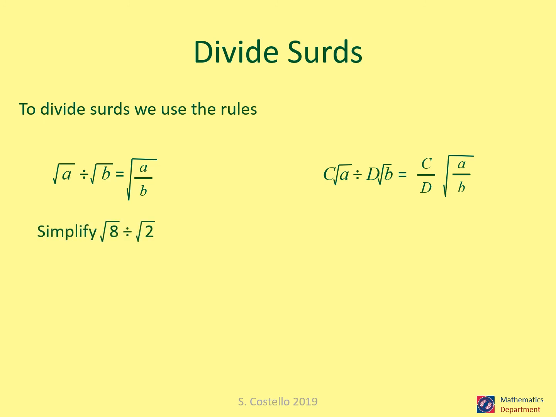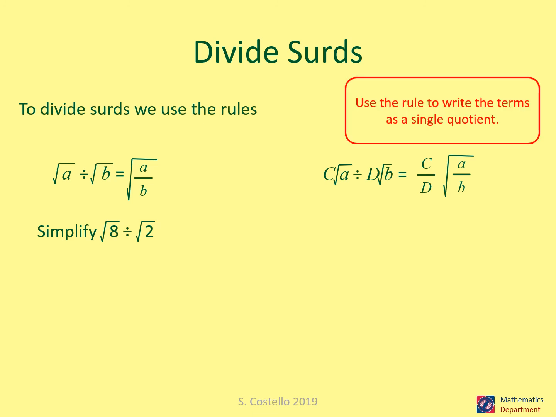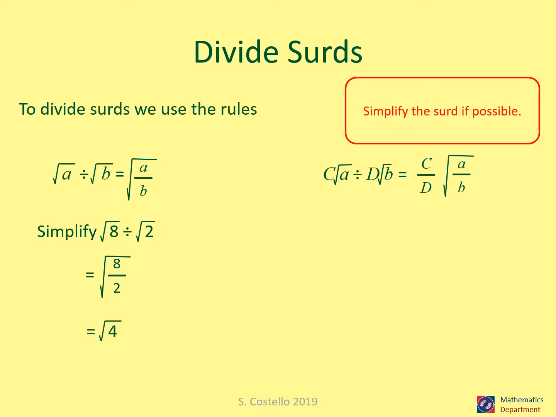So if we simplify root 8 divided by root 2, we use the rule to write the terms as a single quotient, which gives us the root of 8 over 2. So carry out division as normal. 8 divided by 2 gives us root 4, and simplify the surds if possible. Root 4 equals 2.